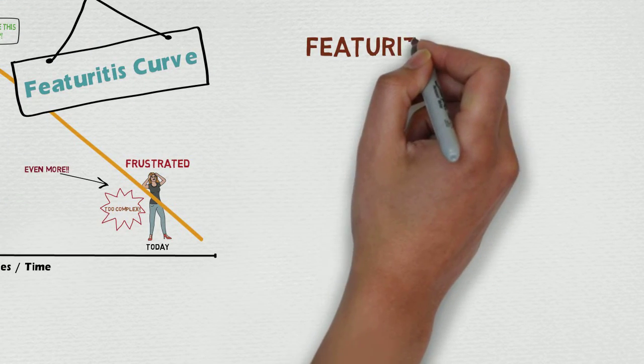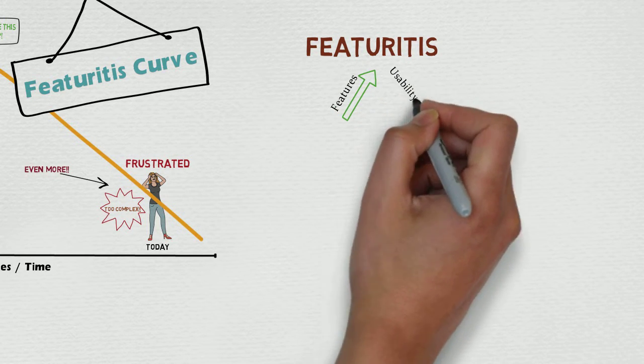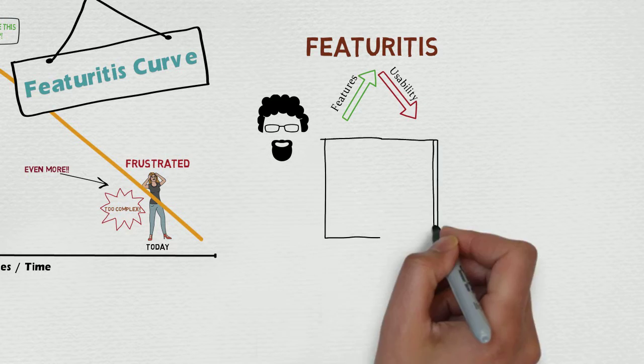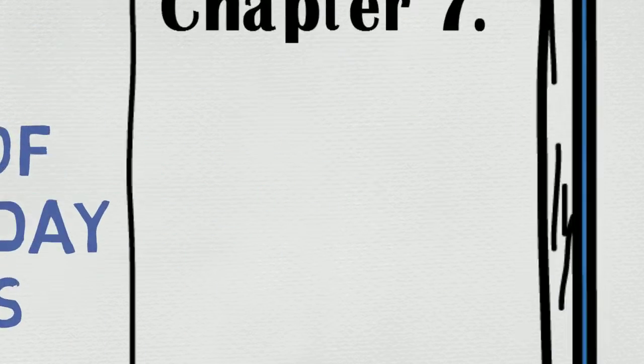Now, Featuritis happens when features are continually added to a product at the cost of usability. Don Norman talks about Featuritis in his famous book, The Design of Everyday Things, where he states the major reasons for Featuritis being pressure from your competition and pressure from your users. Let's talk about your competition.